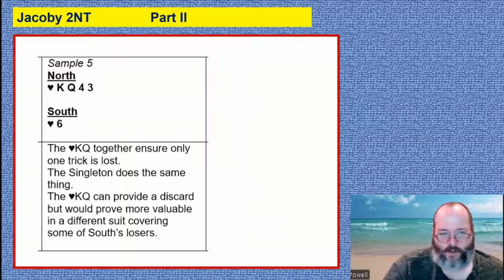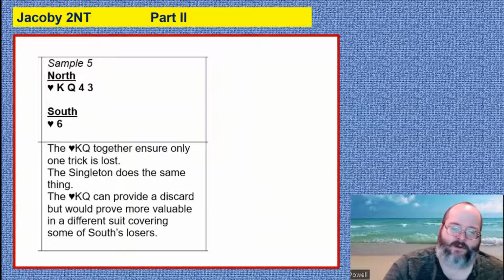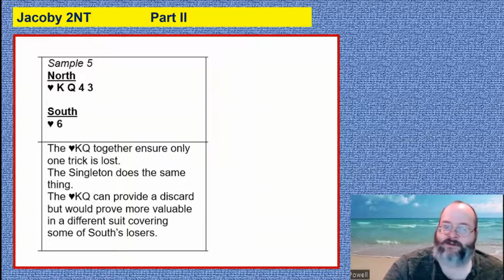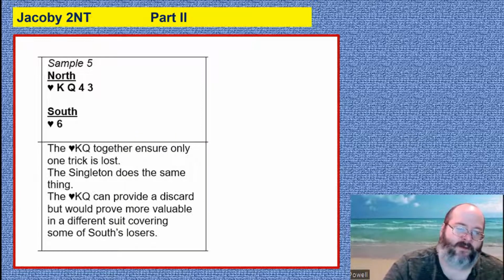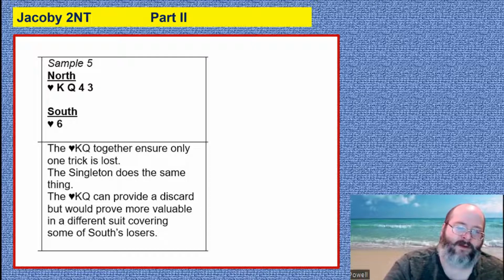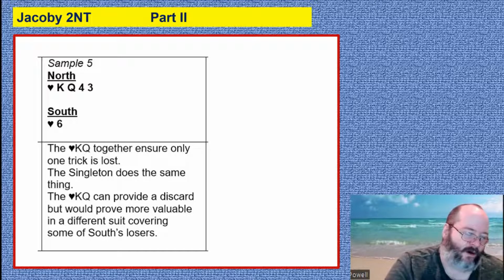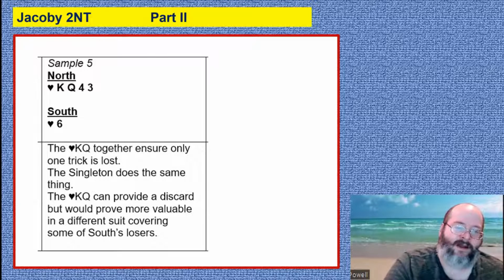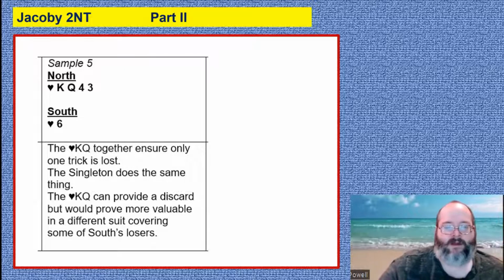So when we say wasted value, sometimes you could also in bridge say duplicated values, right? Duplicated values means you have the same asset doing the same thing in both hands. The singleton means they can't take more than one trick in the suit. The king queen means they can't take more than one trick in this suit. But together they do not work. They don't work together to provide extra benefit for you. Okay. All right.